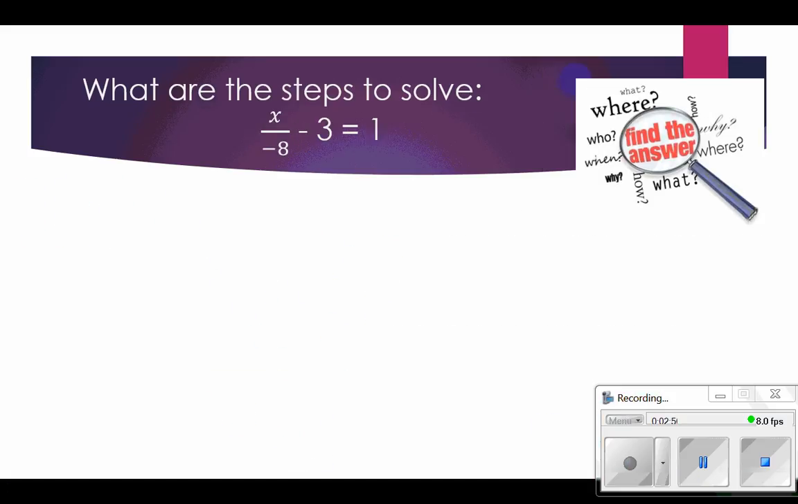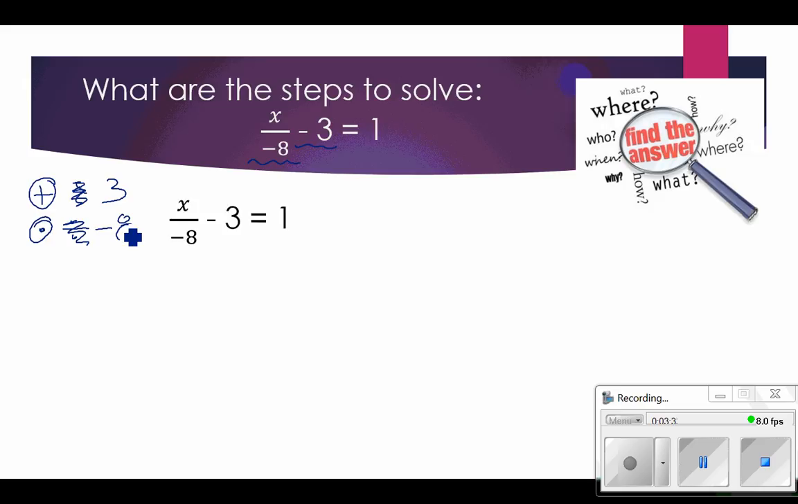Here's our next example. What are the steps to solve x over negative 8 minus 3 equals 1? So we're going to look here. We're going to start with plus and minus, and then multiply and divide as we did before. And I see that the minus 3 is the first thing I'm going to get rid of. And so the opposite of minus 3 is plus 3. And then I have x divided by negative 8. The inverse operation of dividing by negative 8 is multiplying by negative 8.